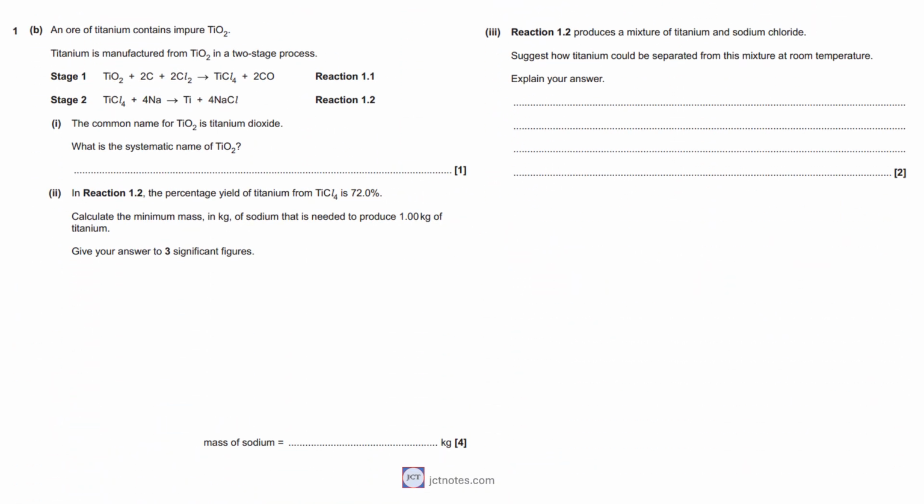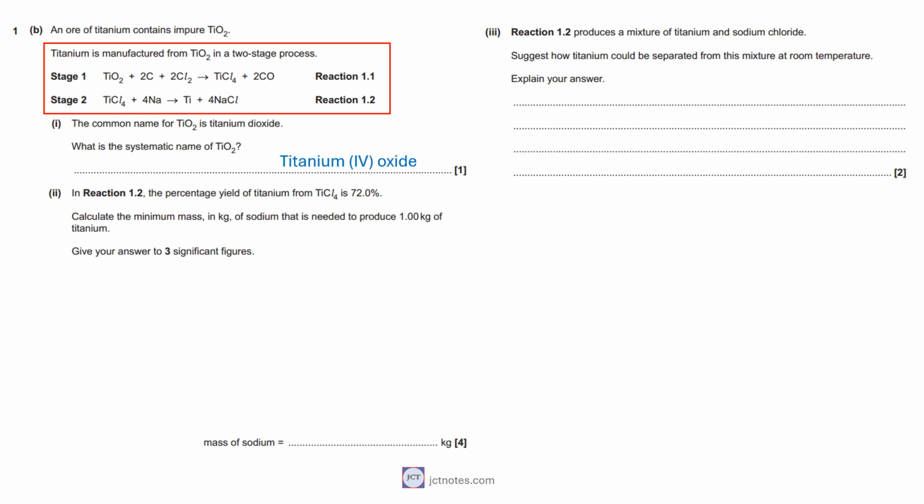In part B of question 1, we are given the process to purify titanium from titanium oxide and we have 3 questions. In the first question, we are asked what is the systematic name of titanium oxide. Transition metal cations with multiple possible charges are labeled with Roman numerals in parentheses to indicate their specific charge. Hence, the systematic name is titanium(IV) oxide.